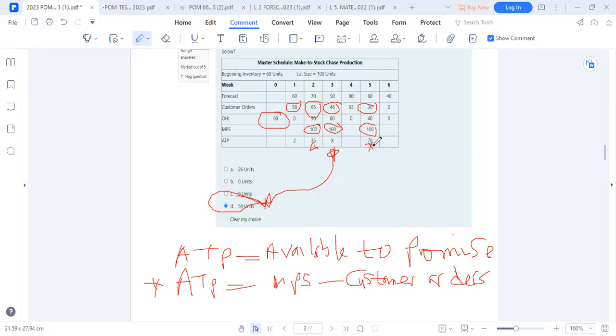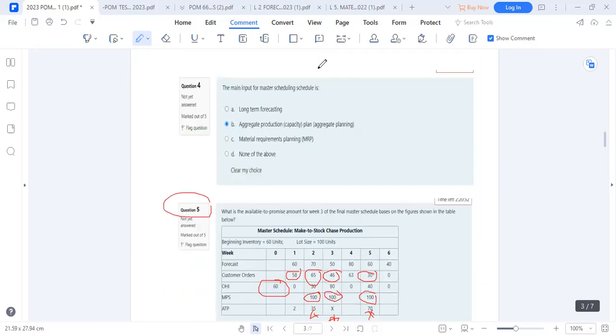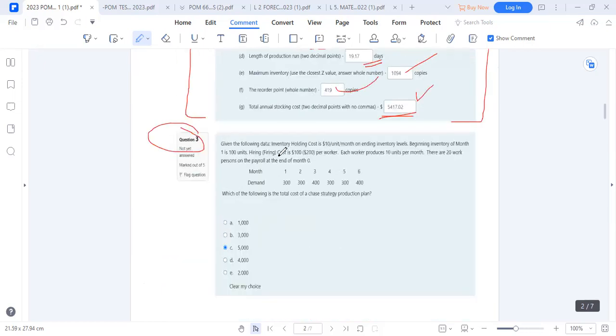So it's just subtracting MPS minus what? Customer orders. Then this question 3 is talking about what strategy? Chase, hiring, and firing. Chase strategy is hiring and what? And firing. Okay. So chase, you don't want to maintain workforce, you want to hire and fire workers. That's under the chase strategy.